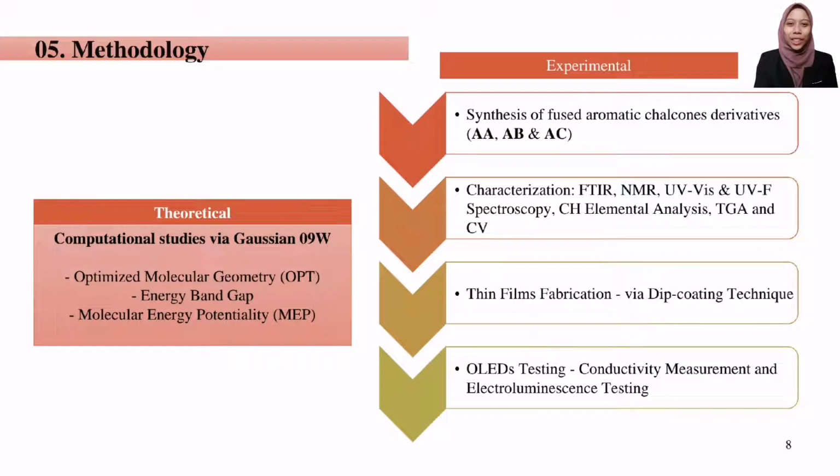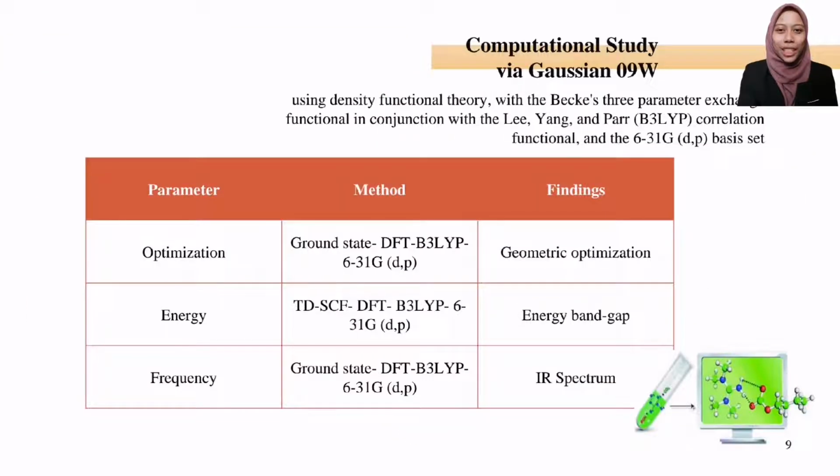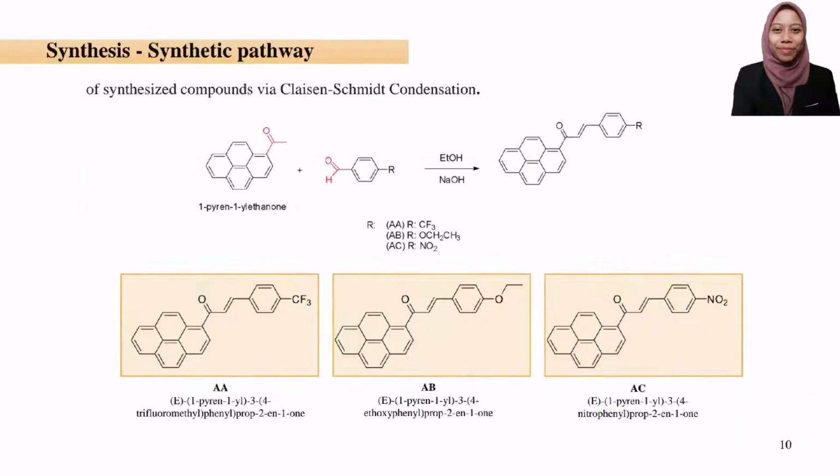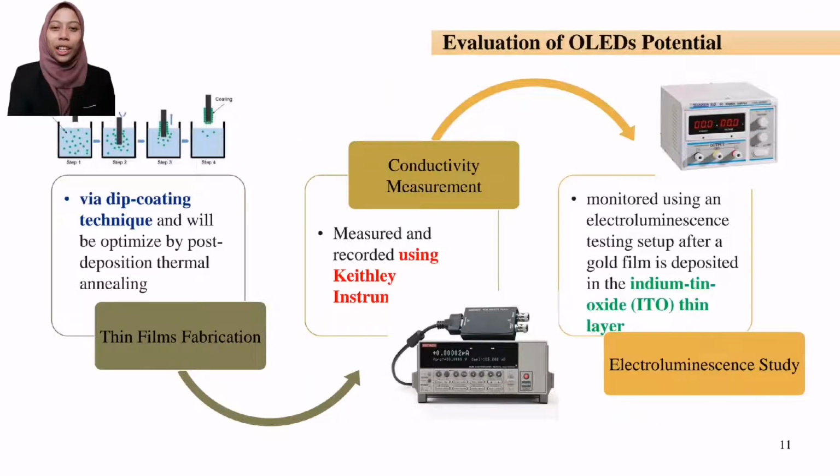The methodology utilized to attain the purpose of this study is first, the theoretical assessment via Gaussian 09W, and experimental. The computational study was carried out using density functional theory, with the B3LYP 6-31G(d,p) basis set implemented in the Gaussian 09 program package. Here is the synthesis pathway of the proposed compounds via Claisen-Schmidt condensation, where all proposed compounds AA, AB, and AC were successfully synthesized. The evaluation of OLED potential in this study includes thin film fabrication, conductivity measurement, and electroluminescence testing.